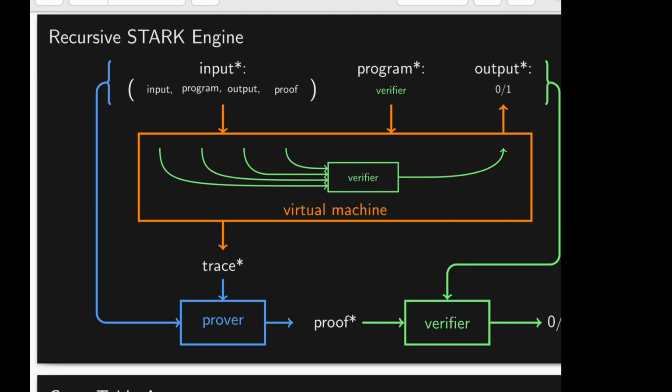and we want to use it in Neptune to prove the correct verification of the previous block in every block. So since that block contained a proof, you have to verify it. Therefore, you have to prove the correct execution of the verifier.